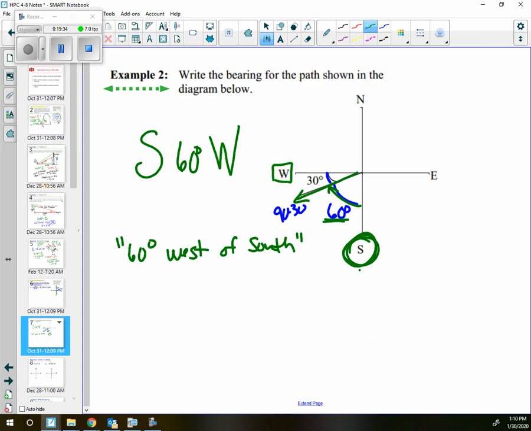So I didn't go due south. Straight down would be what they would call due. So due south would be straight down, and I'm going 60 degrees to the west of that. So that would be 60 degrees west of south. I know it seems a little bit backwards, but that's how you would say it.